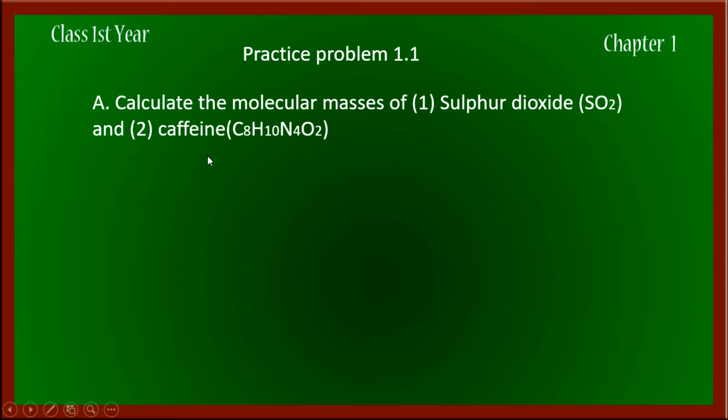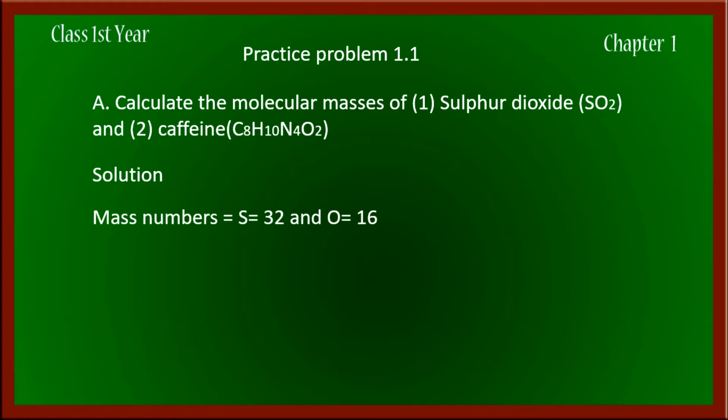Let's attempt to solve the practice problem 1.1, and the problem is calculate the molecular masses of sulfur dioxide and caffeine. We will attempt the first part first, and in order to attempt this question we will first need the mass numbers of sulfur and that of oxygen. As you can see, the mass number of sulfur is 32 while that of oxygen is 16.